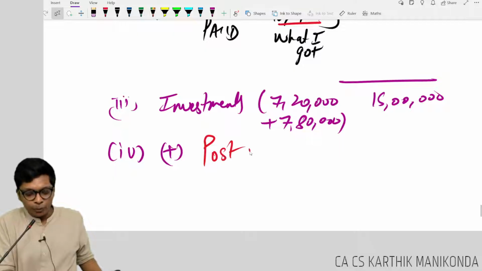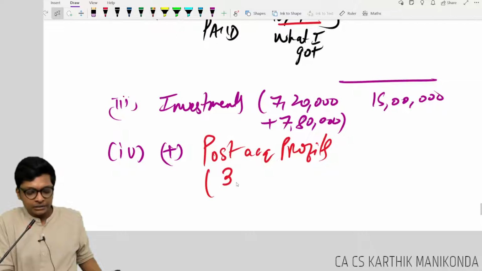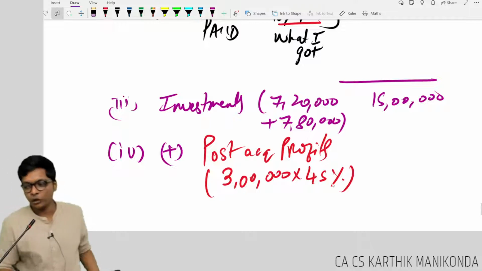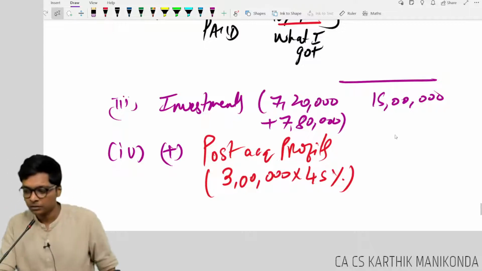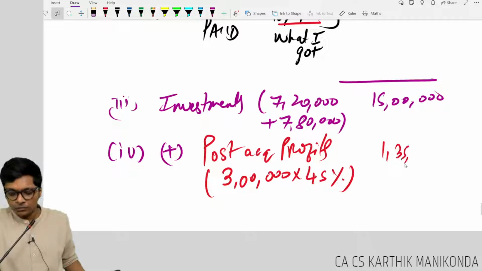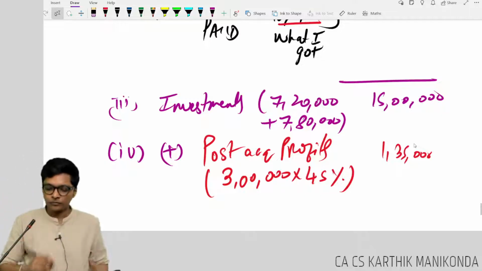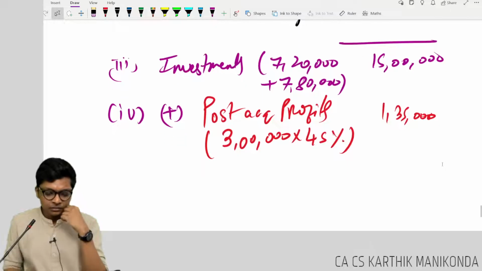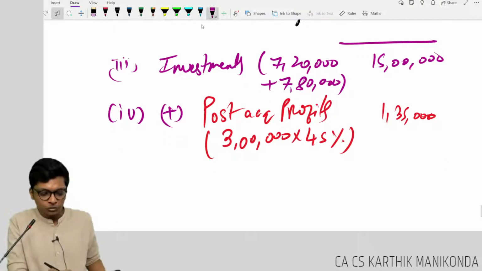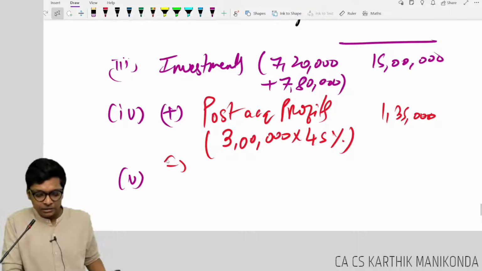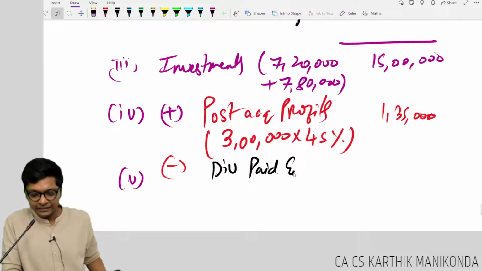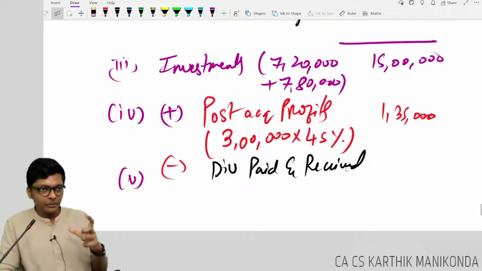You can show separately. After this, add what? My share of post acquisition profits. How much, guys? 3 lakhs, 3 lakhs into 45%. How much? 1 lakh 35,000. Less. What do I less, guys? Sorry, not post dividend, less dividend paid. Less dividend paid and received, or dividend received by my entity A Limited.